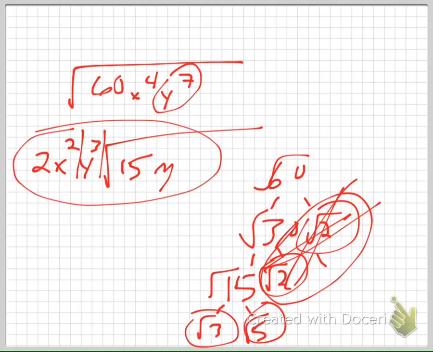And so there's our solution right there: 2x squared, absolute value of y to the third, times the square root of 15y. Does that make sense? Okay. You guys try one. It's a little ugly. Here we go. So we're going to go the square root of 99 a b to the fifth c squared.